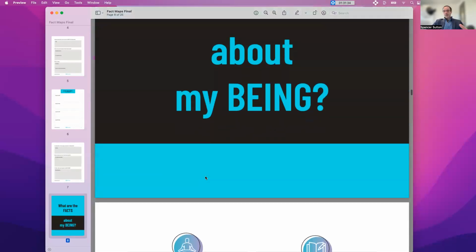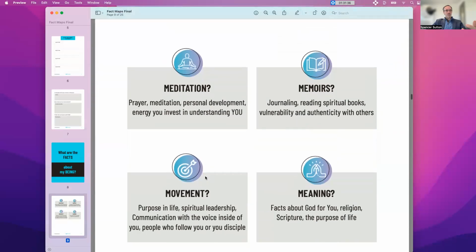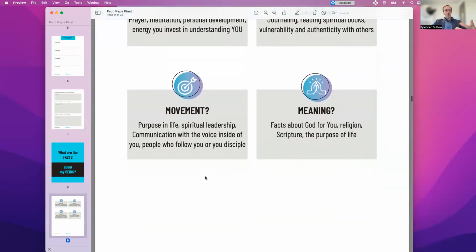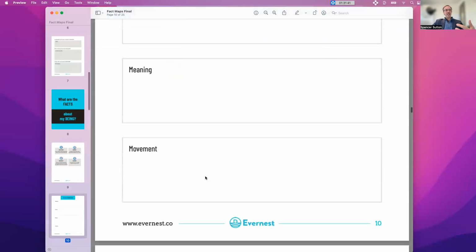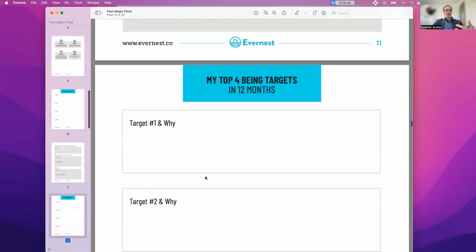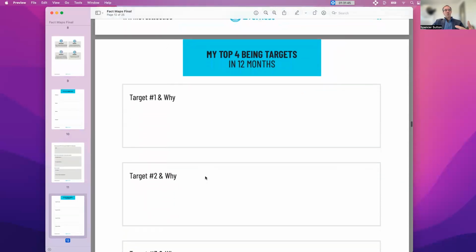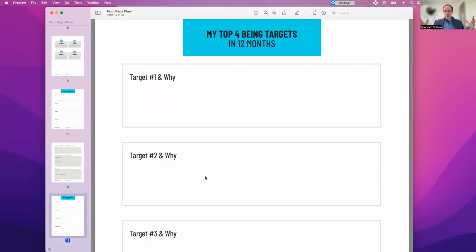So from there, you go into being. This is your spiritual relationship. And so you can hear some questions to help you think about those things, and you talk about them here. You set a target. Now, what are being targets?